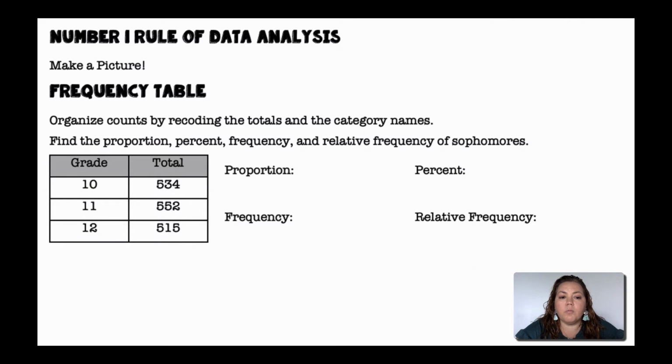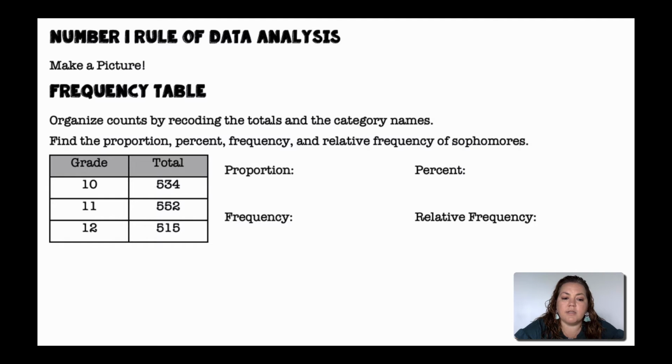All right, the number one rule for data analysis is make a picture. One way you can do this is using frequency tables. This helps us to organize counts by recording the totals and the category names. I know it's not very picture-y, but it still helps a lot. Find the proportion, percent, frequency, and relative frequency of sophomores.